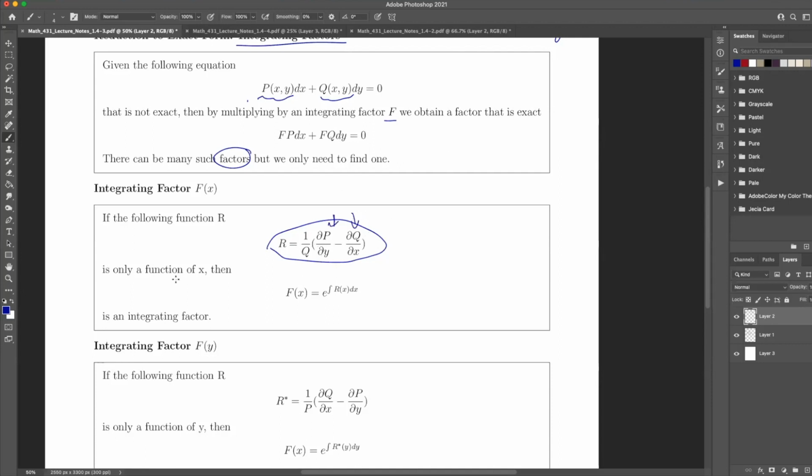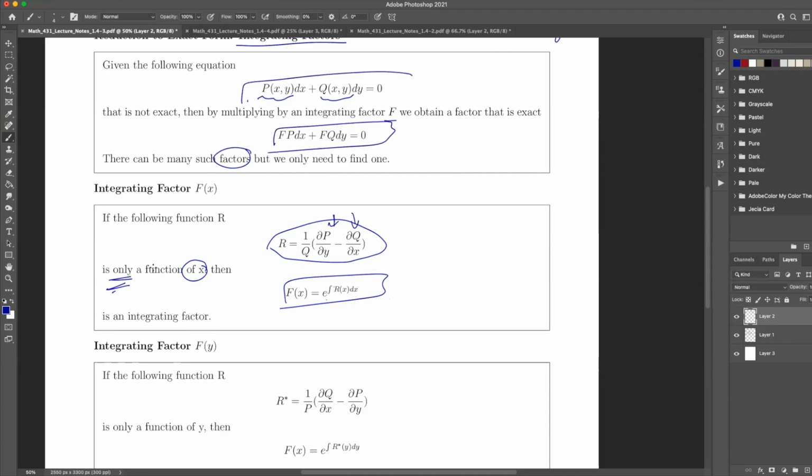So we take this. If it's a function only of x, and it has to be only a function of x, then we say f of x is equal to e to the r. We take e to the integral of r of x dx. Whatever that equals, that's our integrating factor. We multiply it by the whole thing. Then way back up here, this becomes exact.